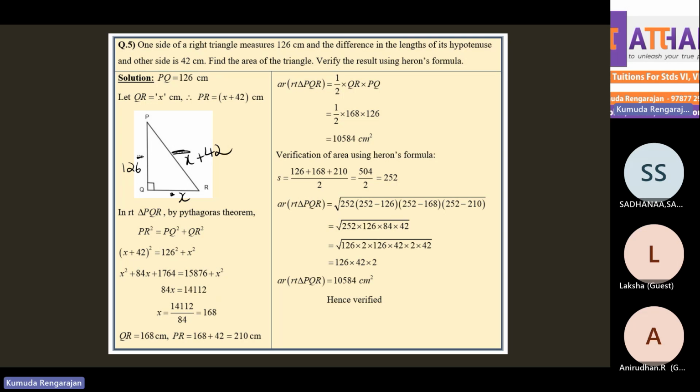Easy or difficult, children? Online students, finished working this one? No, ma'am. Okay. Sadhana, Sabarna, and Laksha? Yes, ma'am. Completed, ma'am.